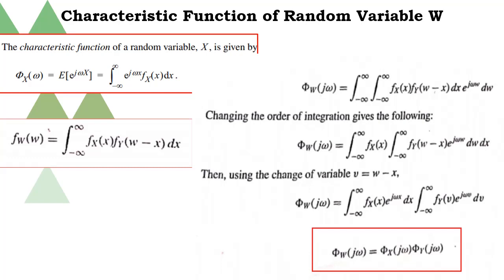we are going to get the characteristic function of W, that is phi_W(j omega) is equal to phi_X(j omega) multiplied by phi_Y(j omega). Or in other words, I can say that the characteristic function of random variable W is the product of the characteristic functions of the random variables X and Y respectively.